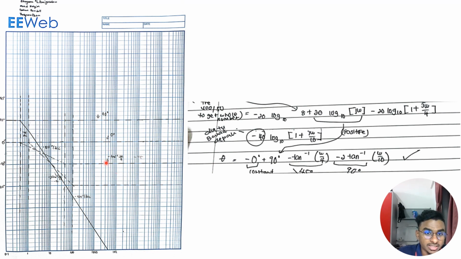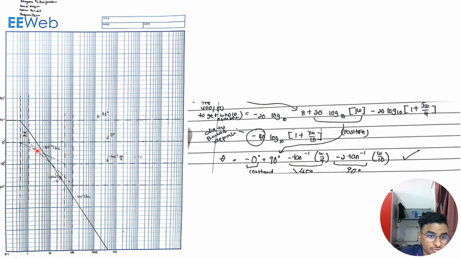This is the negative tangent inverse of omega over 4, and also the last of the equation is negative 2 tangent inverse of omega over 10, and this is the angle of 90. This is 90 degree, and this is the line from 45 degree from this side, and this is the line for negative 45 degree per decade.